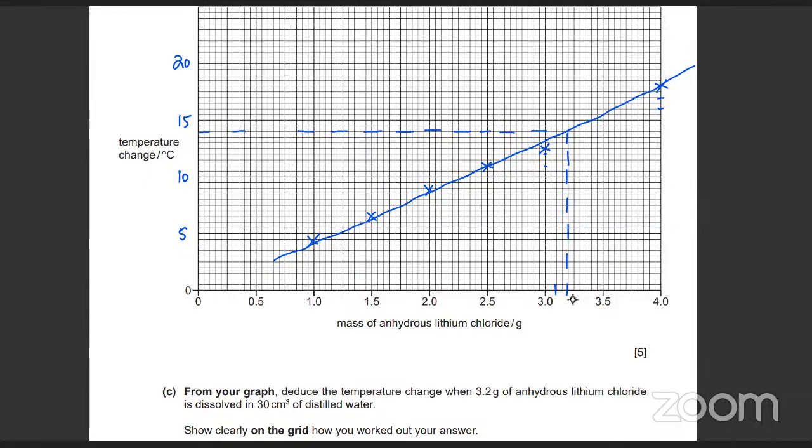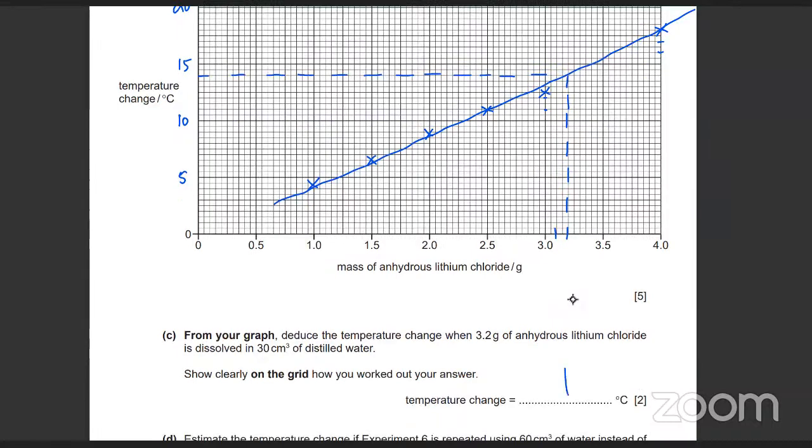So क्या value आ रही है? That's what? 14. ठीक है, 14 ही है ना? I got 14.2. So ठीक है.